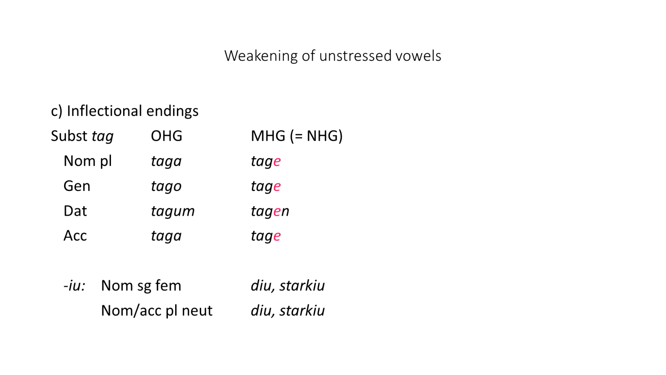The grammatical morphemes in Middle High German only contain schwa. Only the pronominal and adjective endings in the nominative singular, the feminine, and in the nominative accusative plural of the neuter remain as u.